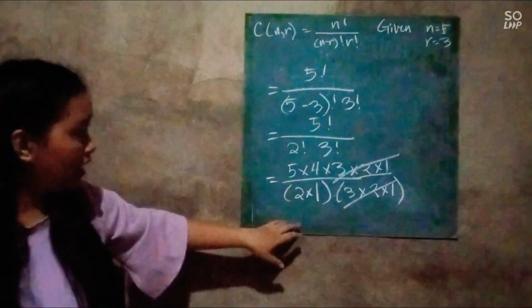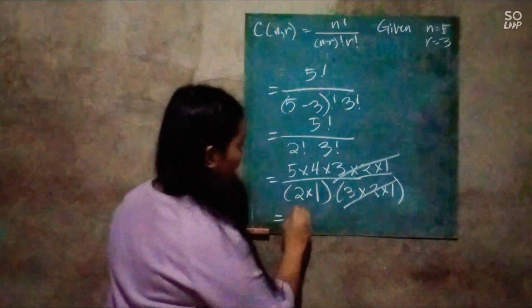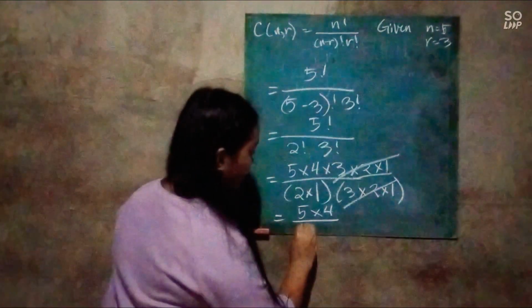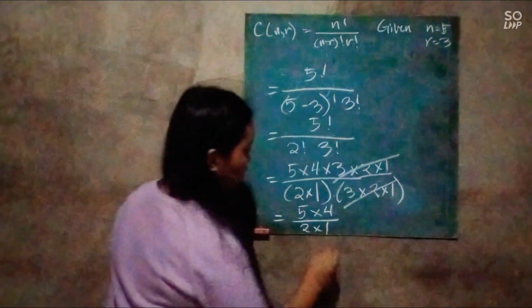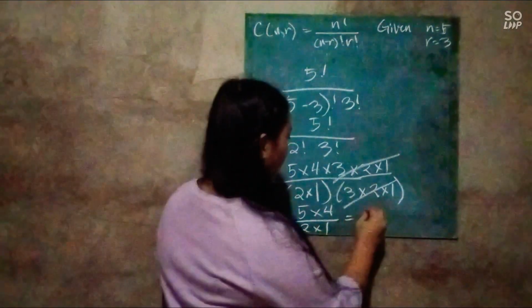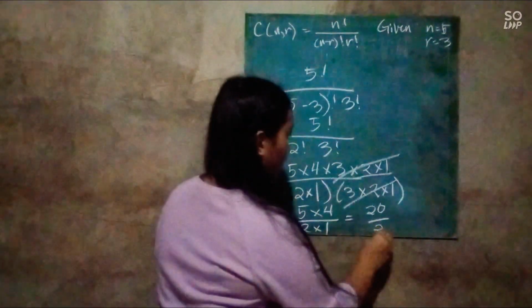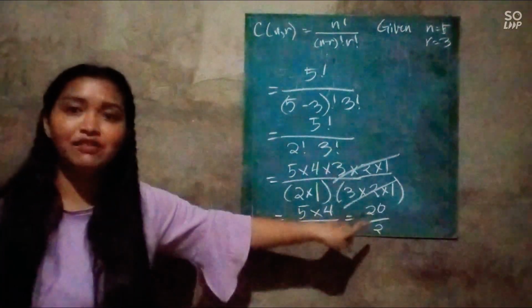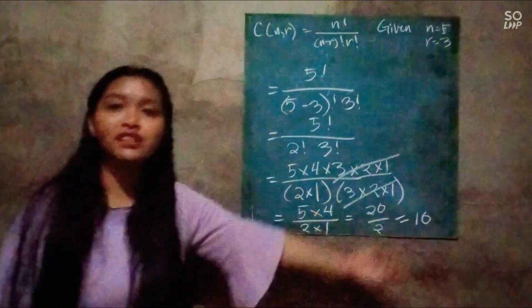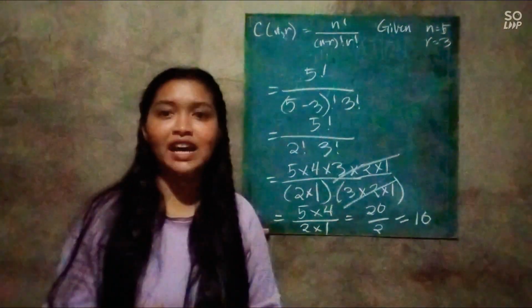And the value that is left is 5 times 4 all over 2 times 1. So 5 times 4 is equal to 20. And 2 times 1 is equal to 2. So 20 divided by 2 is equal to 10. So there are 10 ways that a coach can choose from 5 swimmers.